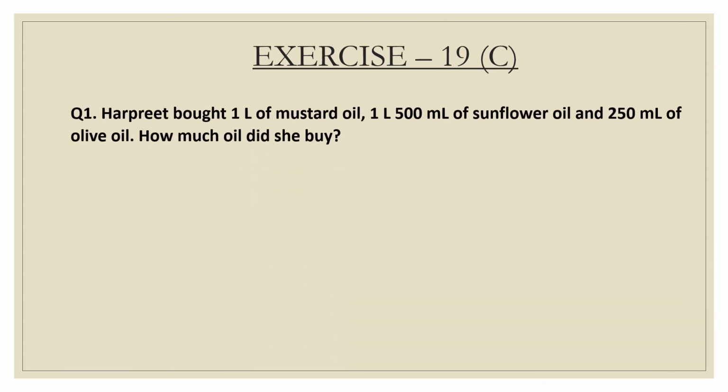Harpreet bought 1 liter of mustard oil, 1 liter 500 milliliter of sunflower oil, and 250 milliliter of olive oil. How much oil did she buy? Now total oil you have to mention. That means you will do addition. Now how you will do addition, you can see here.